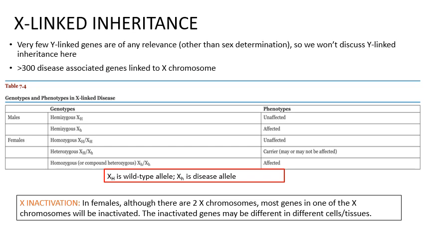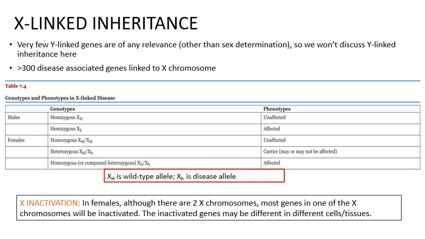In females, if they're homozygous, so both the alleles are unaffected, as in they have the wild type allele in both copies, then they're unaffected. If they've got one wild type allele and one disease allele, they're carriers, and may or may not be affected. We'll talk about these situations in the next few slides. But if they're homozygous, which means both the copies are disease alleles, then they're phenotypically also affected.